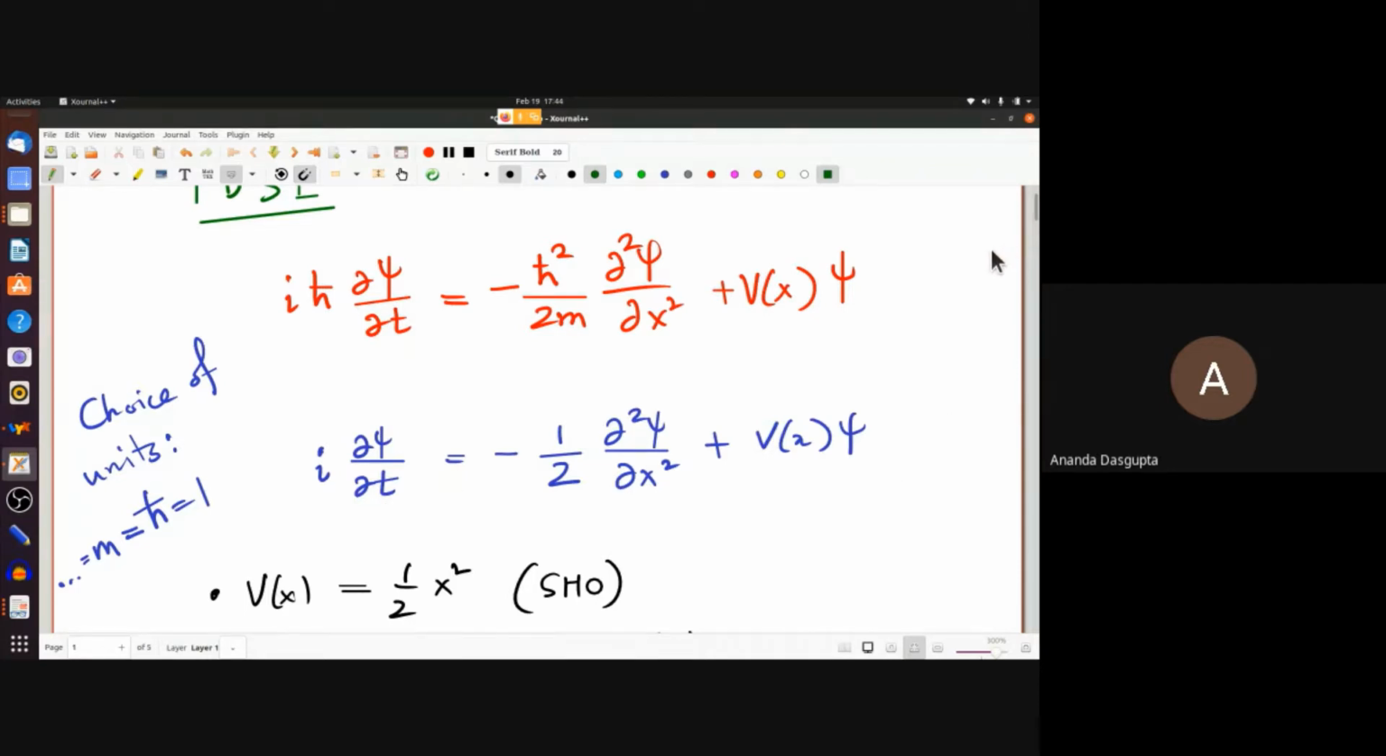This, of course, is a partial differential equation. First order in time, second order in space. Essentially the same kind of equation as the heat equation, which is also first order in time, second order in space. And apart from the i, which is what Abhijit referred to, this apparently troubling square root of -1, this is actually the same equation as the heat equation.